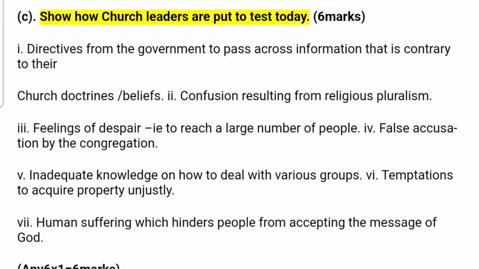C. Show how church leaders are put to test today. 6 marks. 1. Directives from the government to pass across information that is contrary to their church doctrines and beliefs. 2. Confusion resulting from religious pluralism. 3. Feelings of despair, for example, in trying to reach a large number of people.